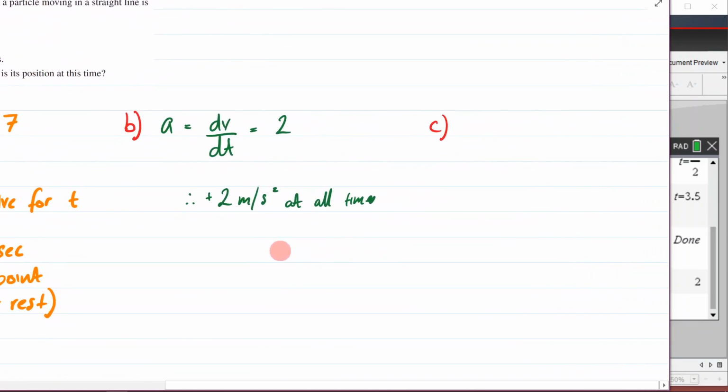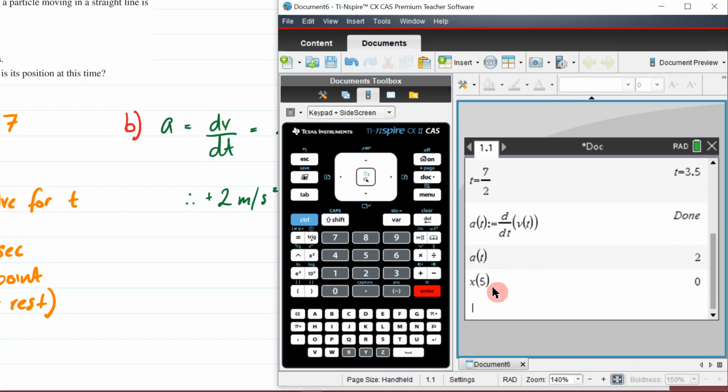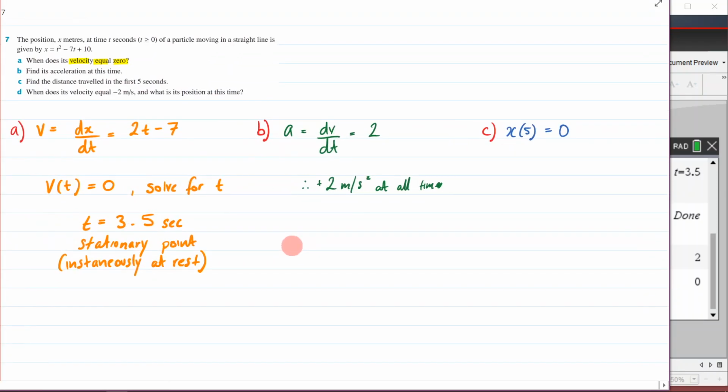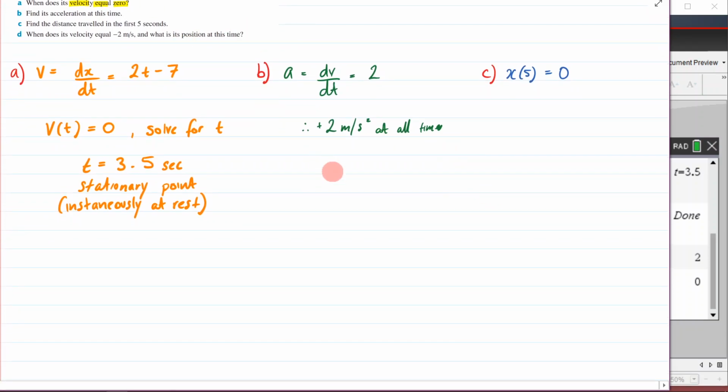Now I feel that many people would just do this. They would say, well, I'm finding the position after 5 seconds. Let's go x of 5. What's my position at x of 5? It's going to be 0. Well, that's weird. Does that mean I've traveled 0 distance? What does that mean? Well, to figure out how much distance you've traveled, you have to figure out where you're starting from. That makes sense, doesn't it? Otherwise, you don't know. You've got a position 0.